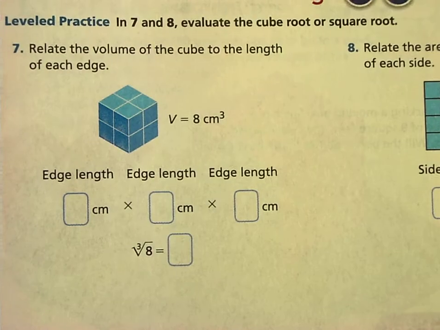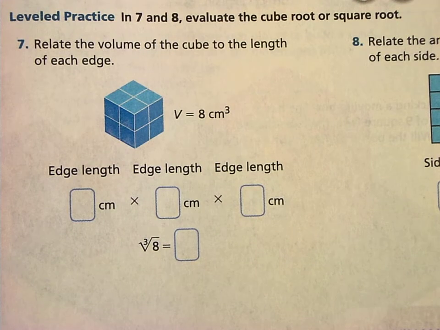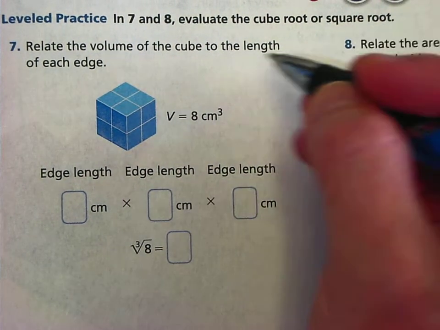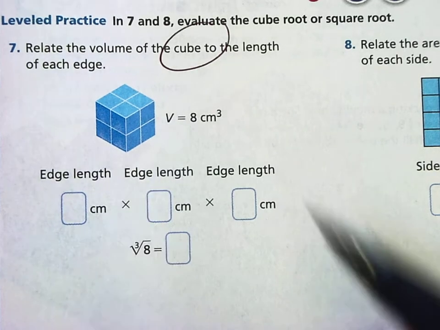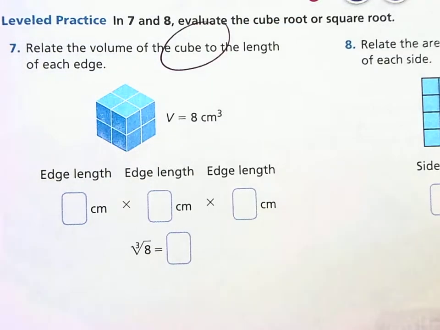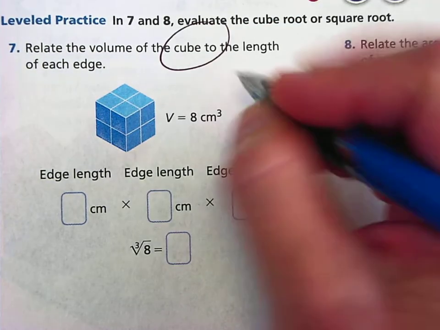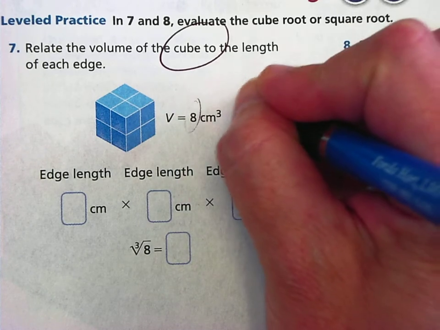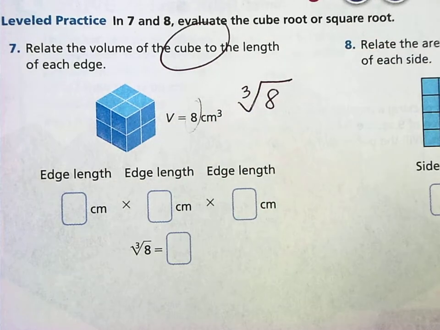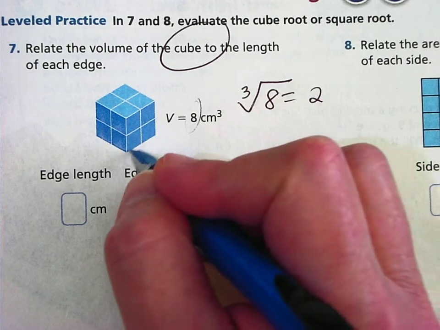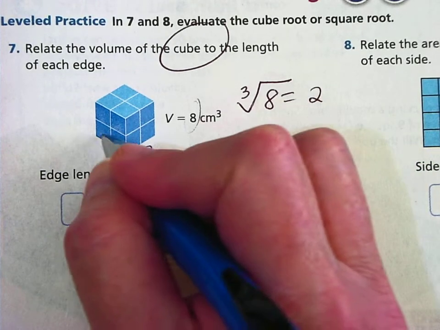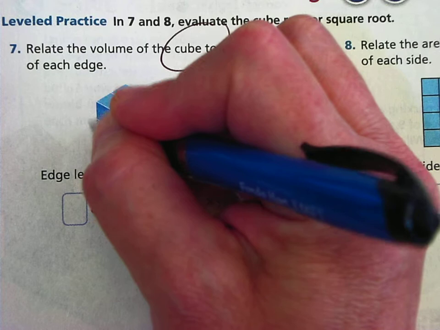Okay, so let's take a look at the top of page 29. Now this is a cube. It's a 3-dimensional square. So if it's a cube, you just look at the shape. If it's a cube, you're going to cube root your volume. And the way you can tell that this is going to be 2 is because this length is 2, this width is 2 units, and this height is 2 units.